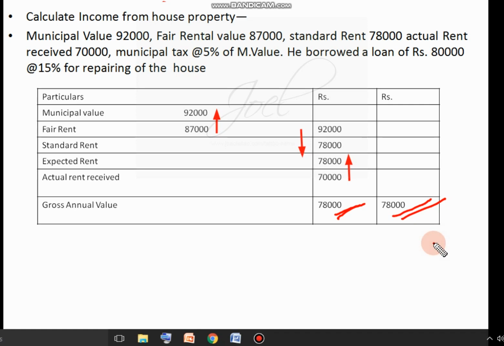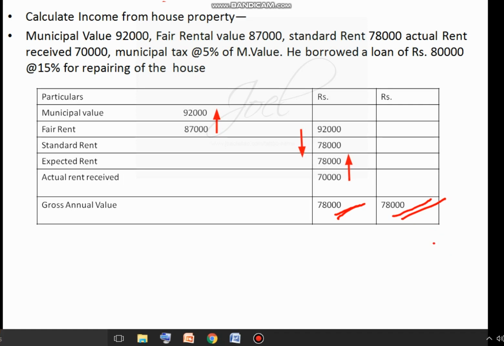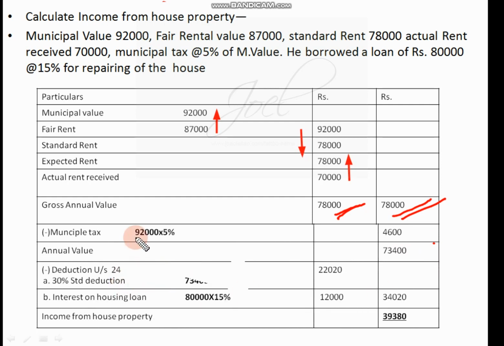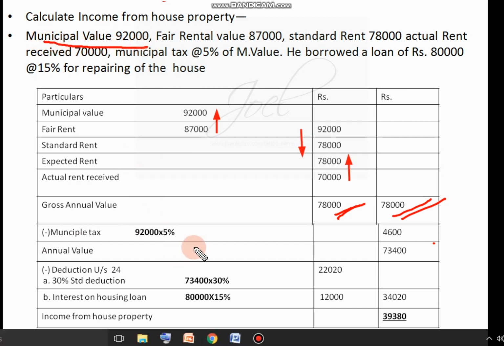Now we'll continue. From gross annual value one deduction is there. That deduction is municipal tax at 5% of municipal value. So that we have calculated and written here, that is 4,600. When you deduct it, you will arrive at annual value. Annual value is 73,400. So these are the things we should know.